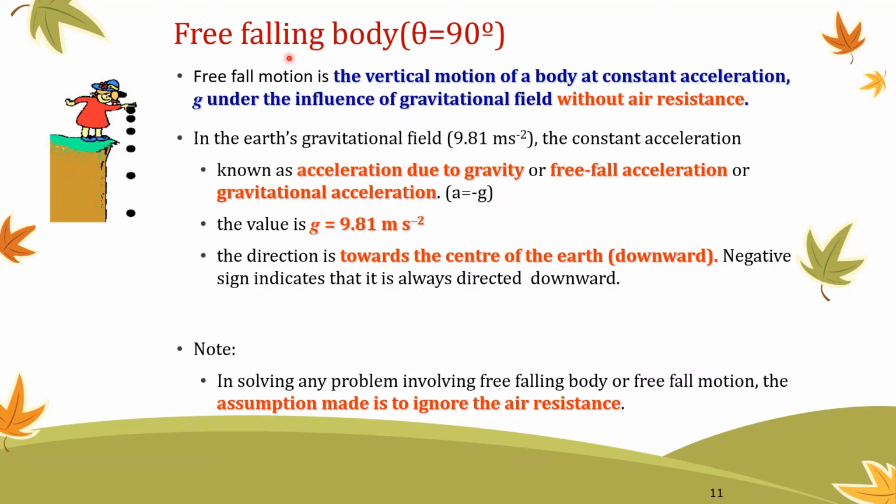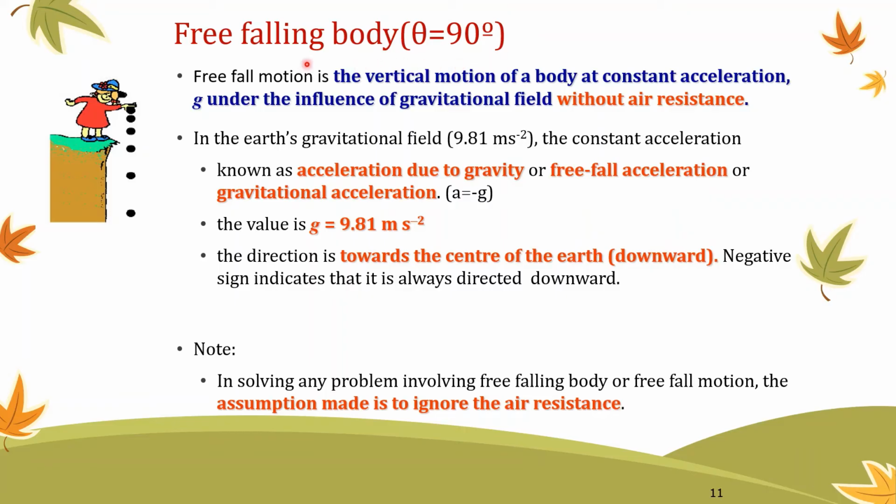What is a free-falling body? Before this, we focused on linear motion. Can you differentiate between linear motion and free-falling body? Yes, linear motion involves the x-axis, which is to the right or to the left. But for free fall, it involves upwards or downwards. Free fall motion is the vertical motion of a body at constant acceleration g under the influence of a gravitational field without air resistance. So the keywords here for a free-falling body are without air resistance.